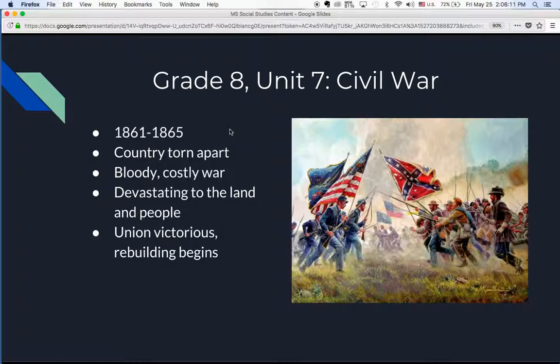In the end, the country remained one, although it needed a major rebuilding or reconstruction effort to bring it back together. And this is where the school year ends.